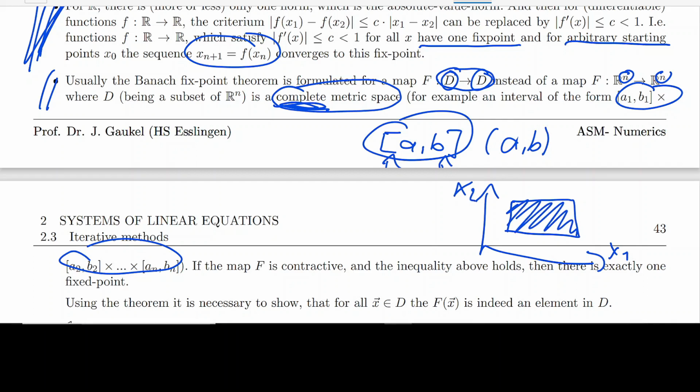And if we have a function operating on this subset in the way that the image of an input argument is also an element in D, and if there is also this constant C with the properties above, then f is also of the form that there is exactly one fixed point, and we can find that fixed point starting the iteration with some point in D. Let's have an example for that.